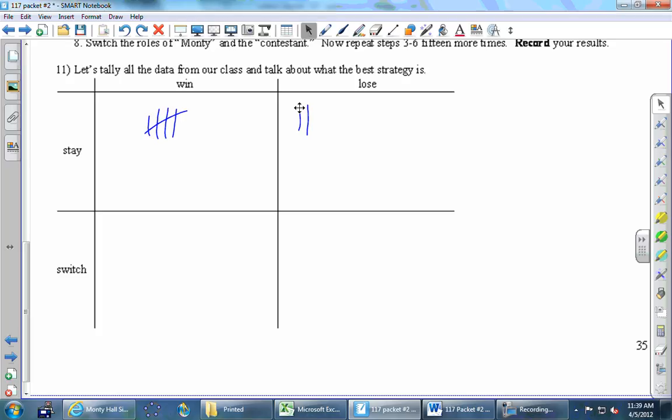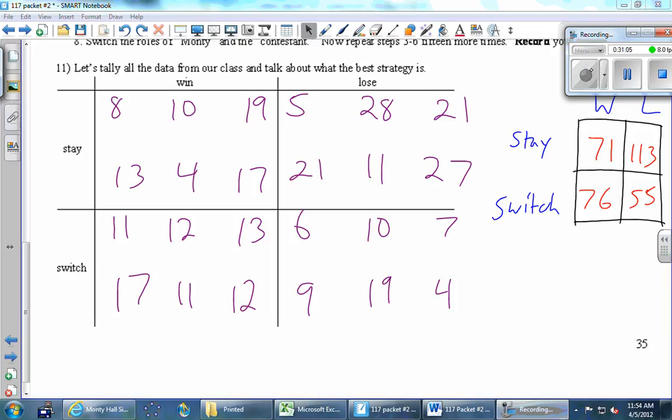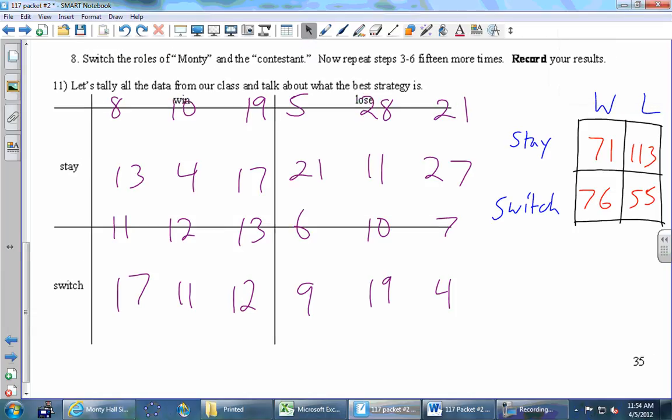15 rounds. So here's our data. It's a lot of raw numbers. It's hard to analyze in this current form. How about we think about percentages instead? Let's just look at the first row. When we stayed, we won 71 times and we lost 113 times. Let's find out how many games we played total.